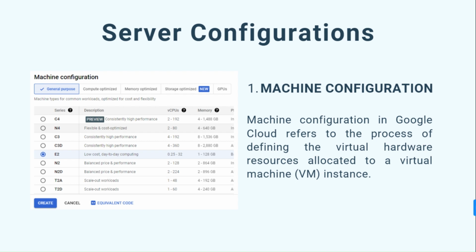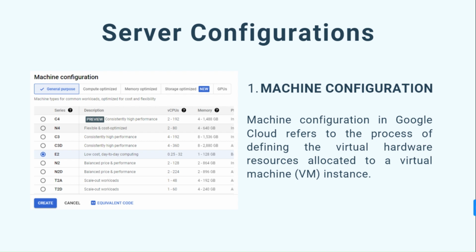Storage optimized. For workloads that heavily rely on storage access, machines like the Z3 series come into play. They provide high storage performance and throughput, making them perfect for data warehousing and log processing.